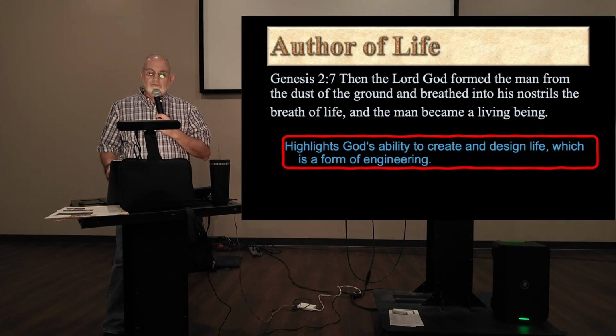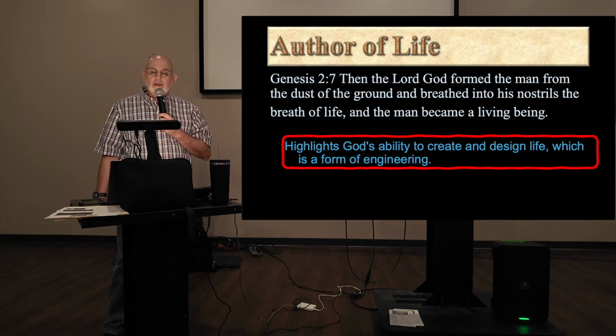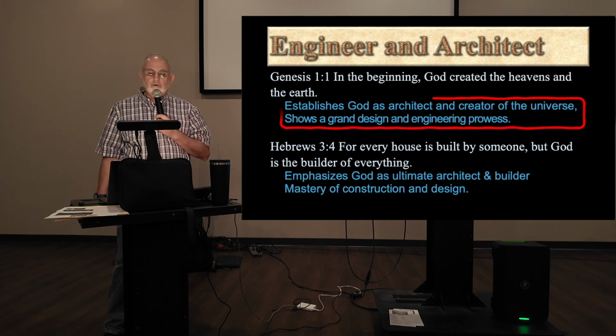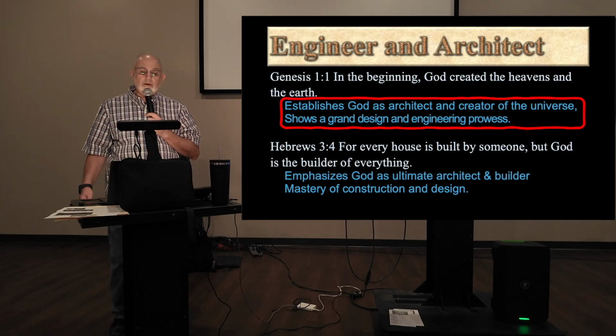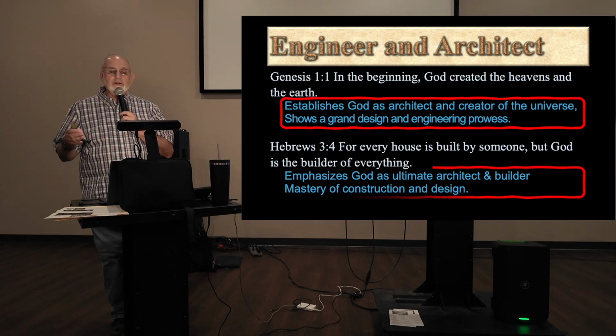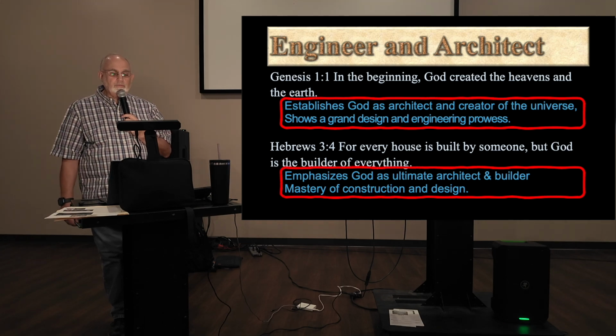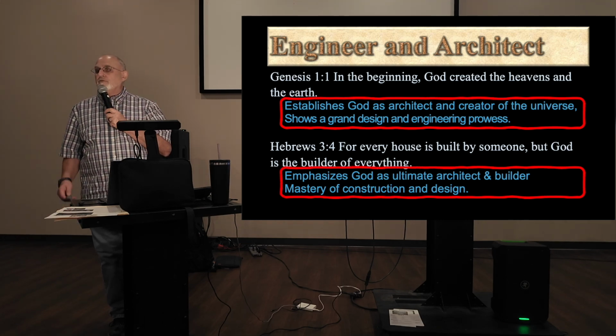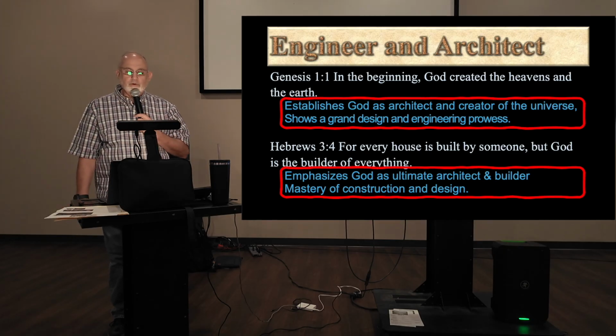But he's the author of life from Genesis 2:7. He created all of life. He is the engineer and he's an architect. So he knows how to build things. And in the beginning, God created the heavens and the earth. And he uses these housing and engineering analogies. Every house is built by someone, but the builder of everything is God. So we see these engineering principles, and we go on and on.